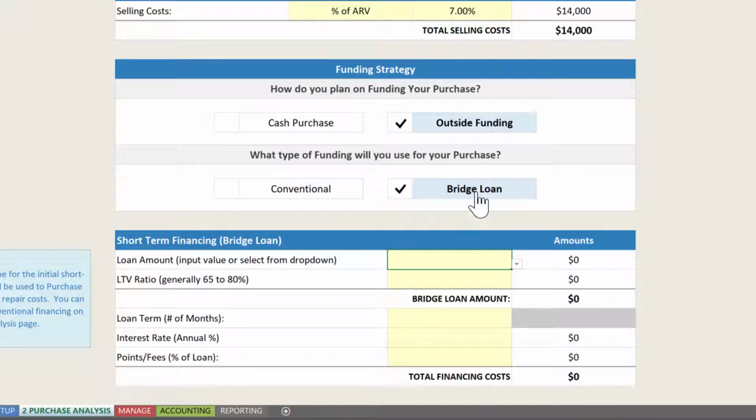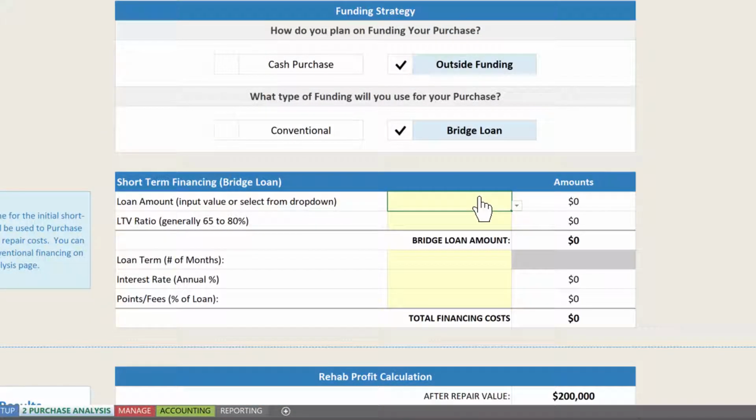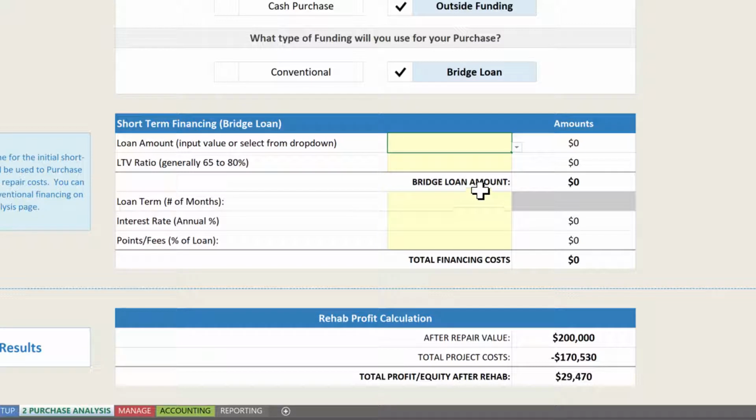Now note, if you select Conventional Loan, you will end up setting up your conventional loan information on the rental analysis sheet later on, because this long-term financing and debt service calculation information are considered to be a part of your long-term rental operations. But if you're going to be utilizing a short-term bridge loan, you can set up your bridge loan information below. The first bridge loan information to set up is your loan amount.